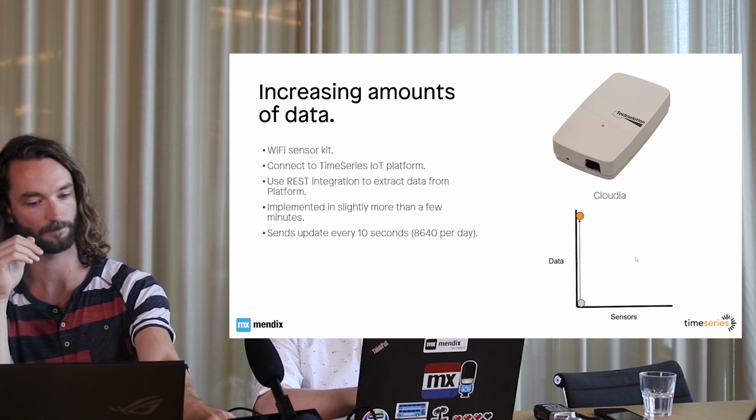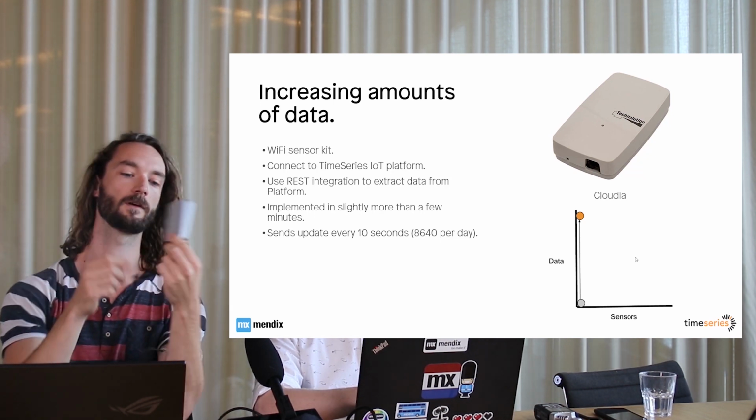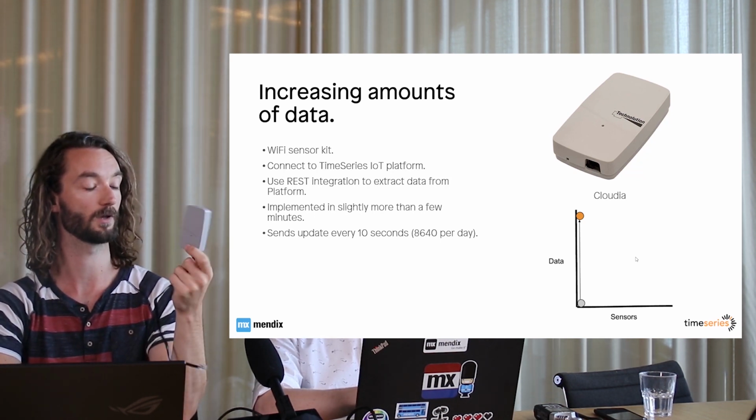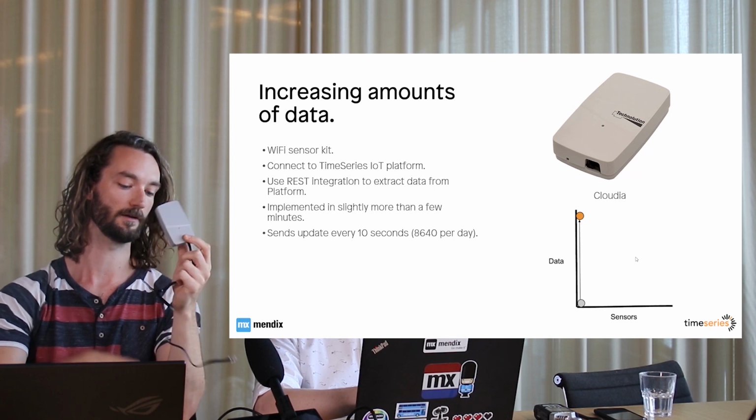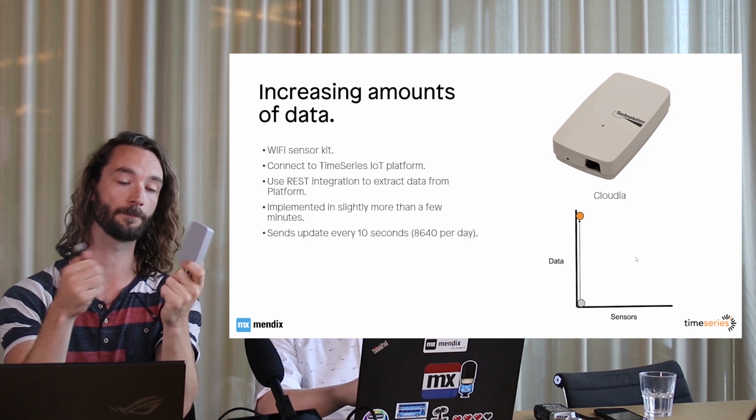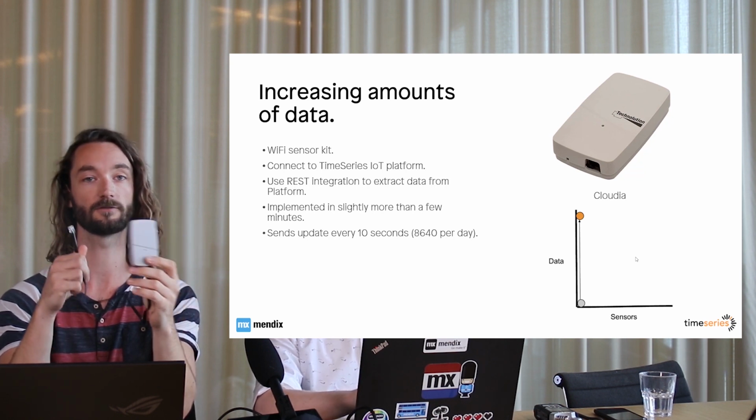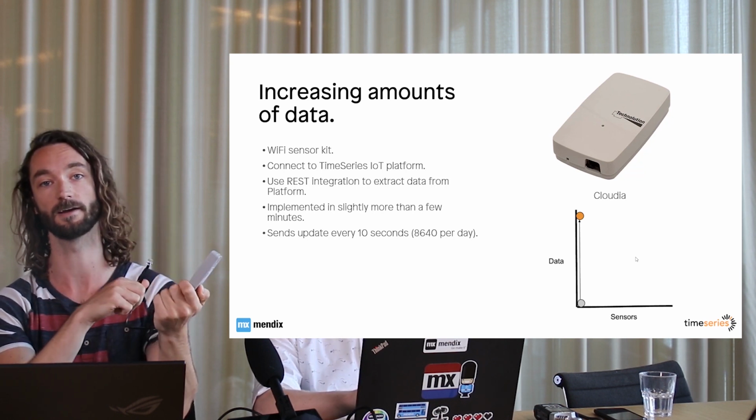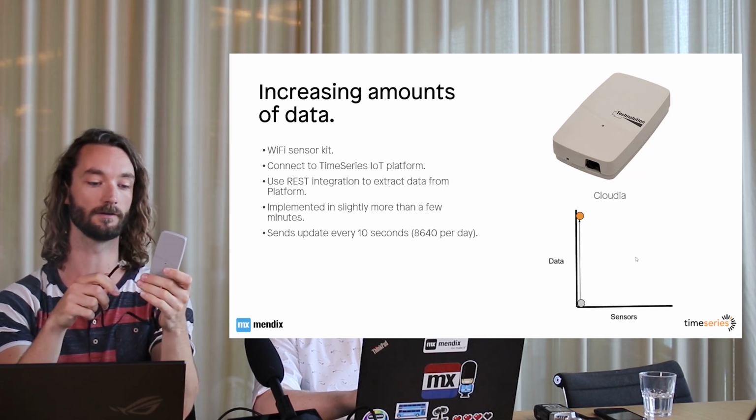It was one sensor with a tiny bit of data. And what I want to show you now is if we take that one sensor, but increase the data axis. For that, I brought this thingy. We used it for a prototype. It's a P1 monitor. You hook it up to your smart meter at home, and it extracts data from your smart meter and sends the data every 10 seconds to the cloud.